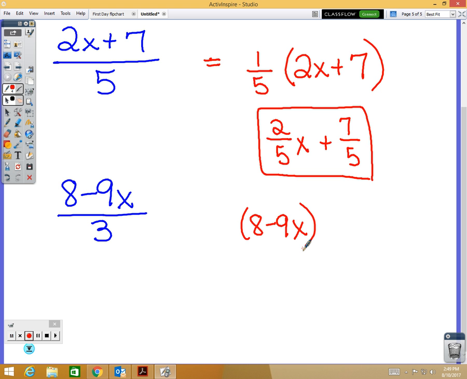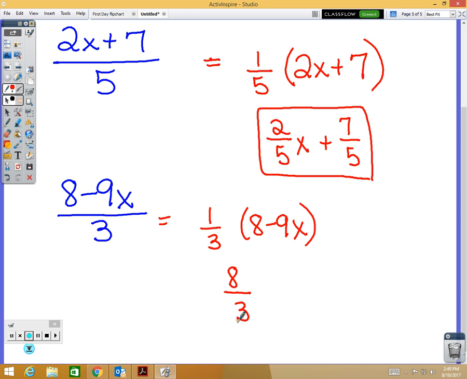And what are we multiplying that by? 1/3. Very good. So you're using your example up there to help you. That's great. So now we're going to multiply 1/3 times 8, and we're going to do 1/3 times negative 9x. So what is 1/3 times 8? 8/3.